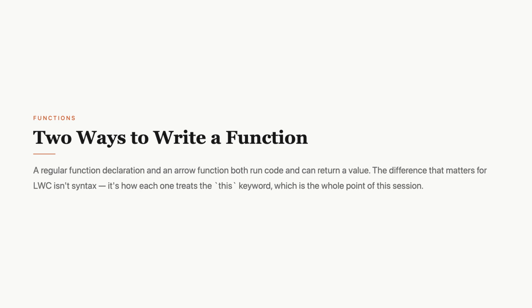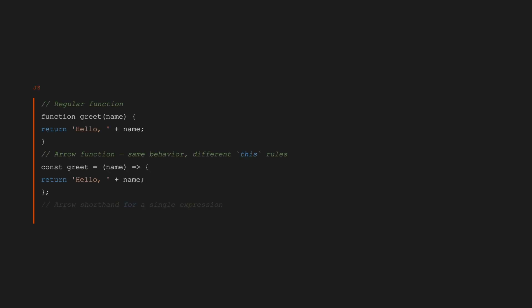So what is this actually? It refers to whatever object is currently in charge of running the function. Here's the part almost nobody explains clearly. This is not decided by where you write the function. It's decided by how the function gets called, what's known as the call site.